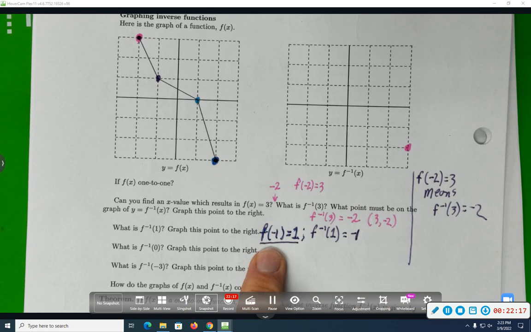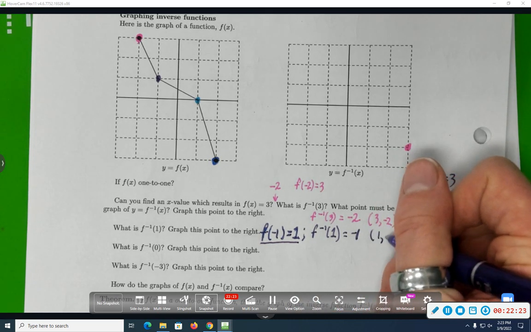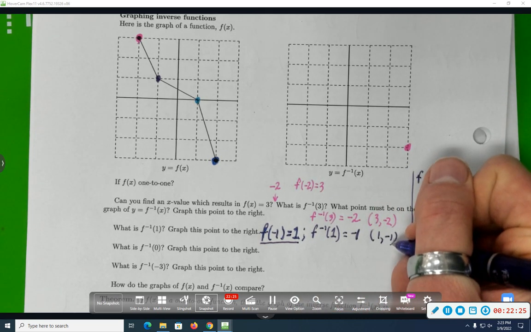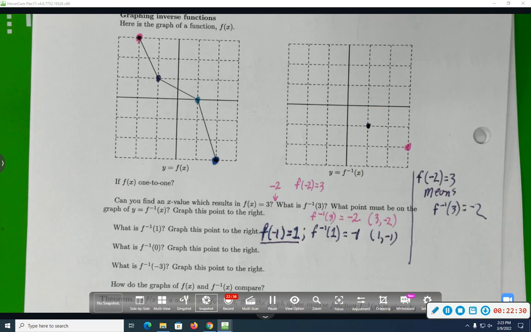So f sends an input of 1 to negative 1. Inverse function switches inputs and outputs. F of 1 is negative 1. So (1, negative 1) will be on the graph of the inverse function. (1, negative 1) is on the graph of the inverse. And let's do this twice more.